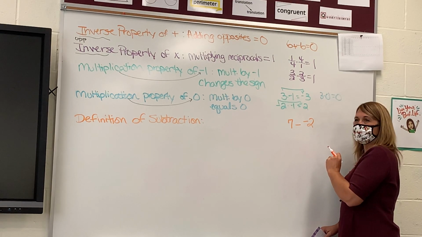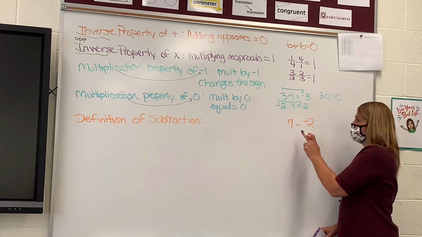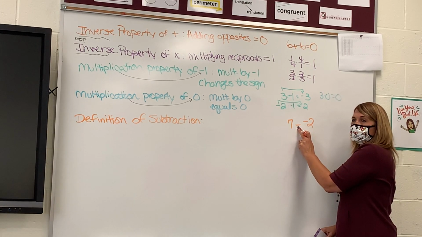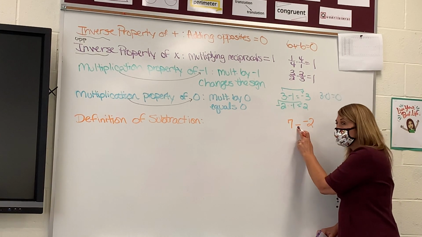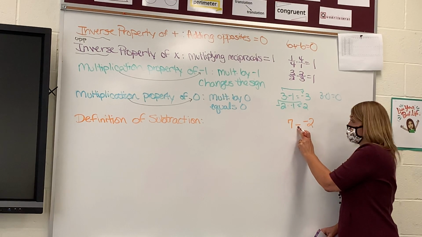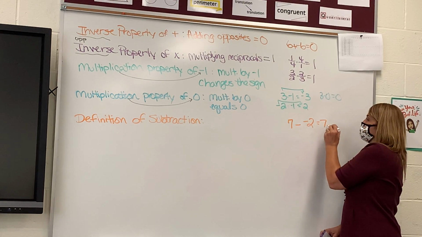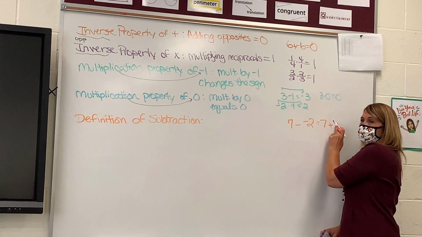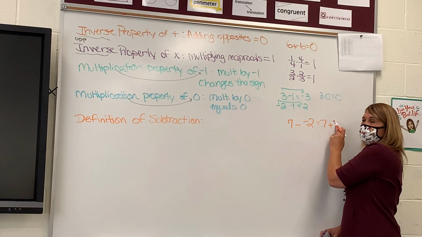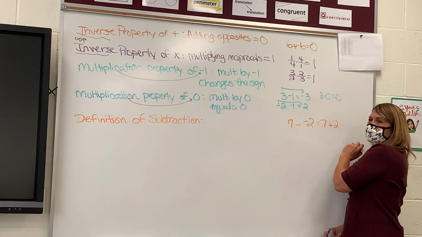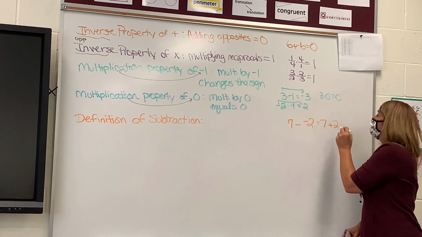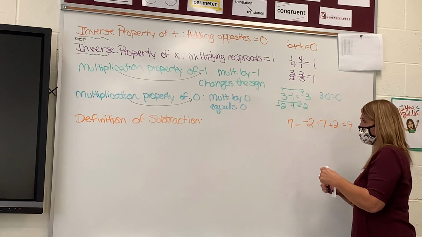7 minus -2. No. Why? Because this turns to a plus, and this becomes... I can't hear what you're saying. What does the -2 turn to? Positive. Now what's the answer? Oh, it's 9.